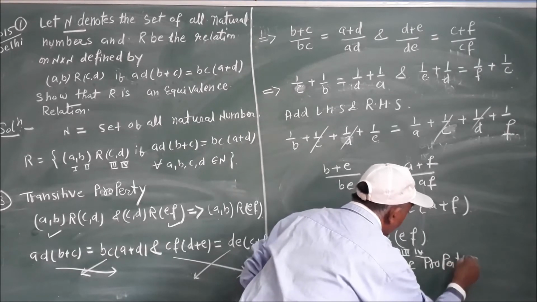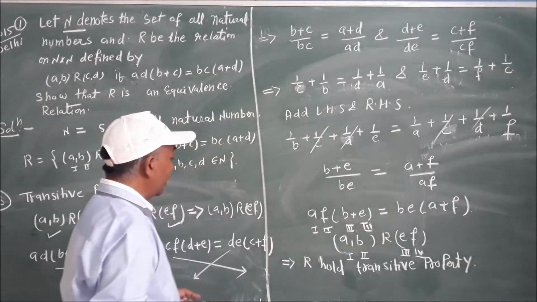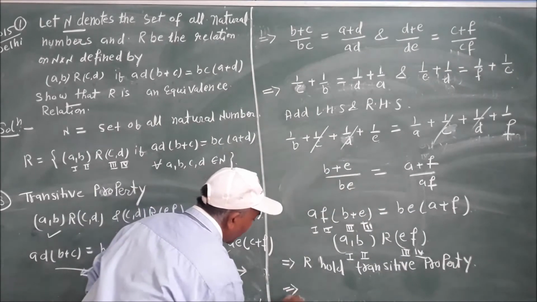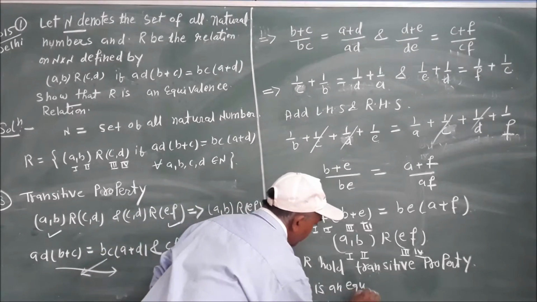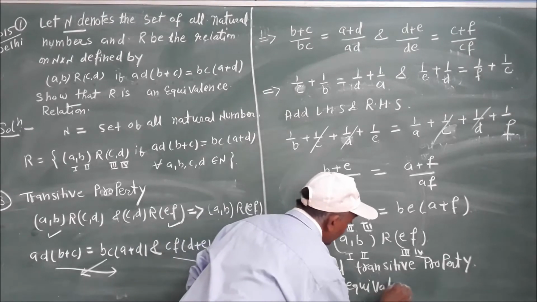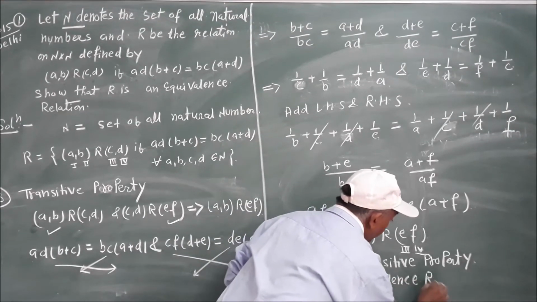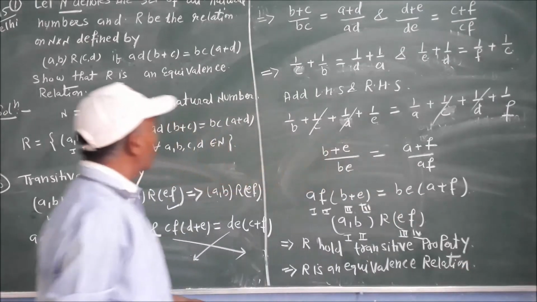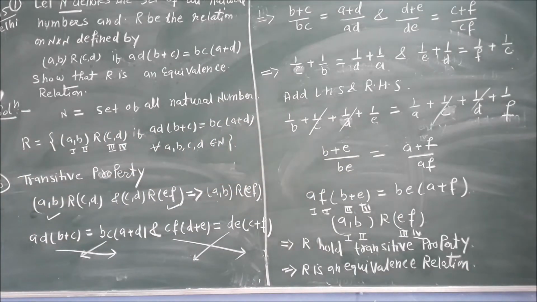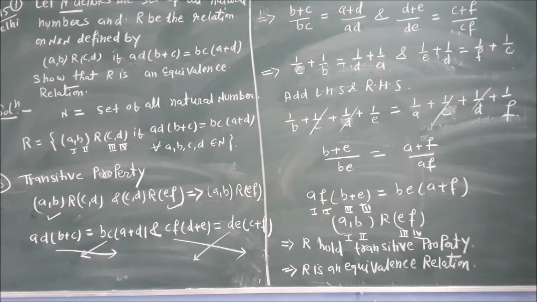So here R is reflexive, symmetric and transitive. This implies R is an equivalence relation. So this question is too important, and it was asked in the CBSE examination 2015 Delhi set.